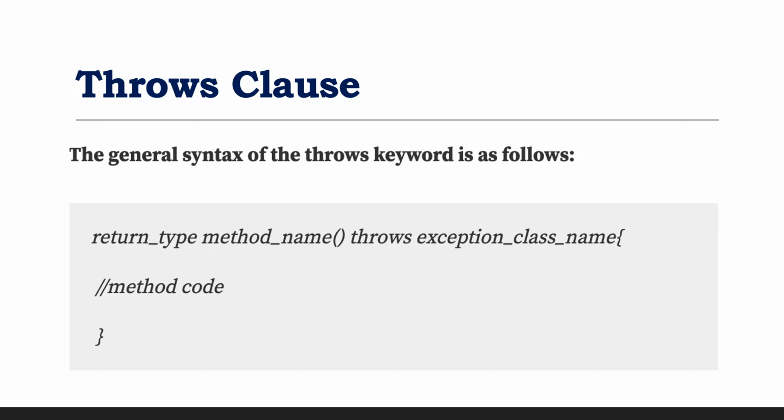So what is the syntax for using this? This is the syntax. Let's say we have some method with a method name and some return type, and in the signature of the method only we will write something like throws and the exception class name. So this is the use of the throws clause.